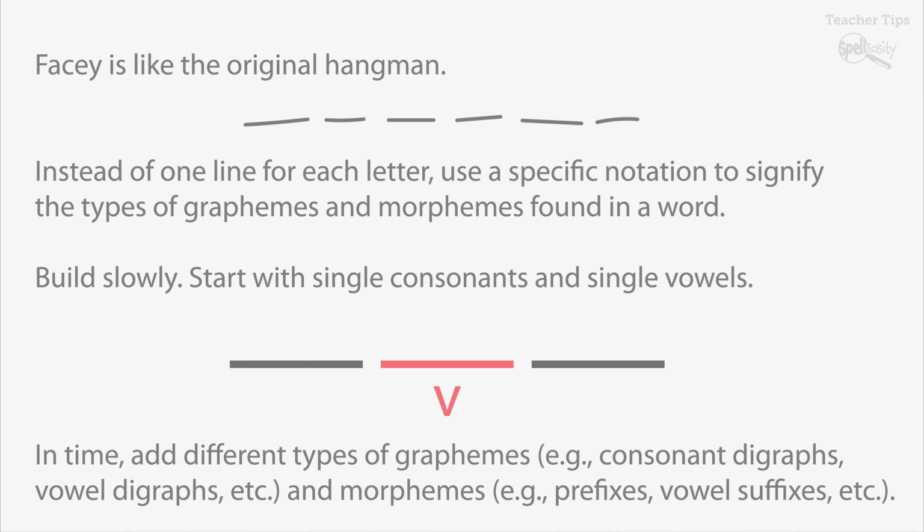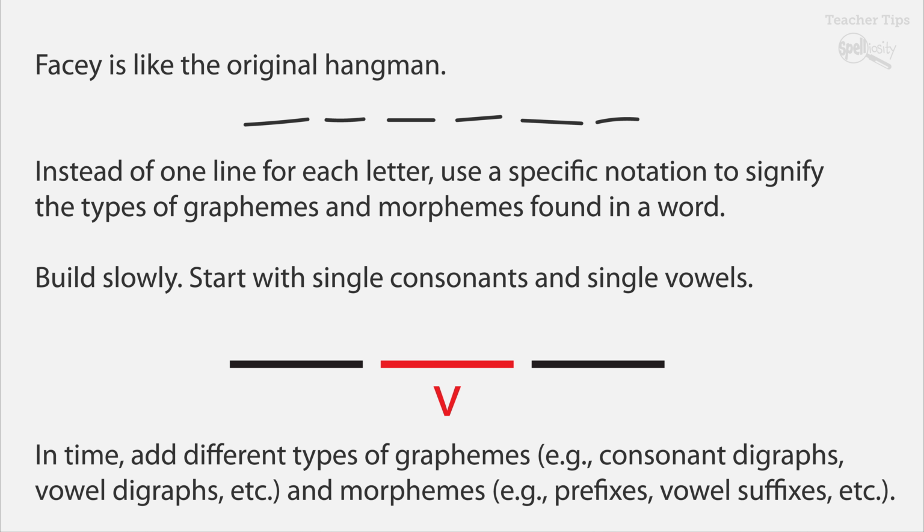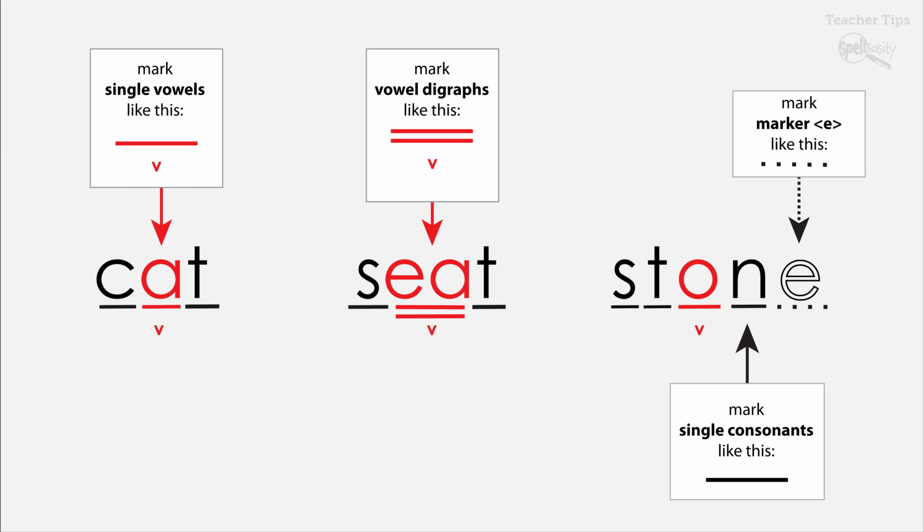Facey is like the game Hangman, but instead of putting a line for each letter, we use a specific notation to signify the type of grapheme and morpheme found in a word. In Facey, different lines are used to differentiate between each type of grapheme or morpheme. For example, a single red line can show a single vowel, a double red line can show a vowel digraph, a single black line can show a single consonant, and a dotted line can indicate marker E.